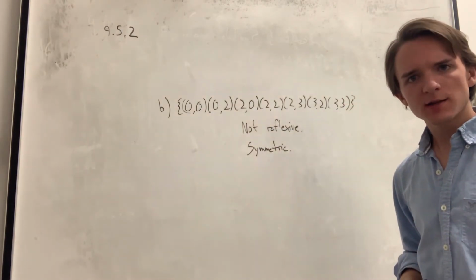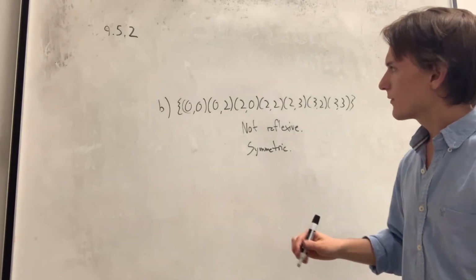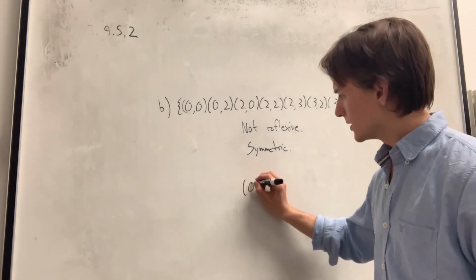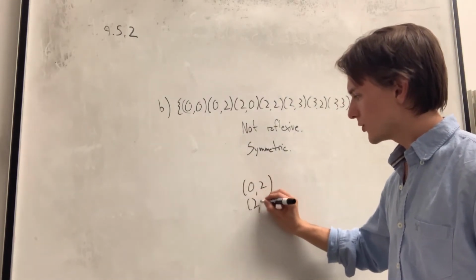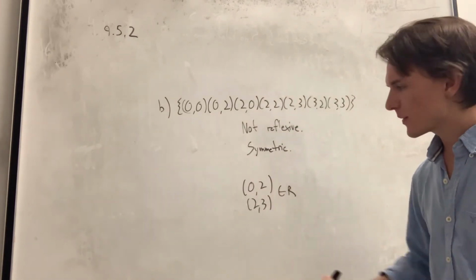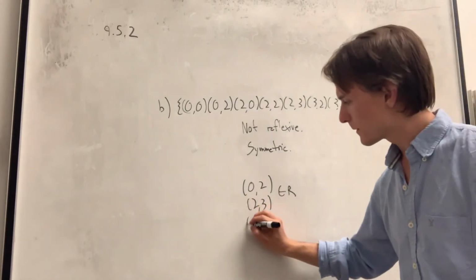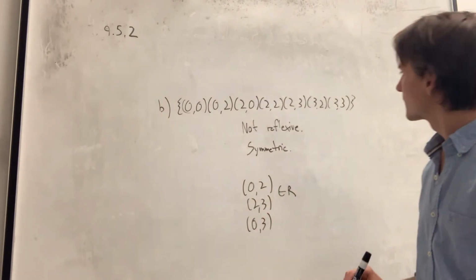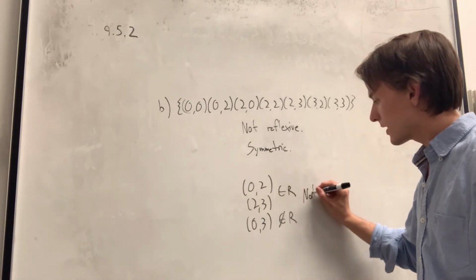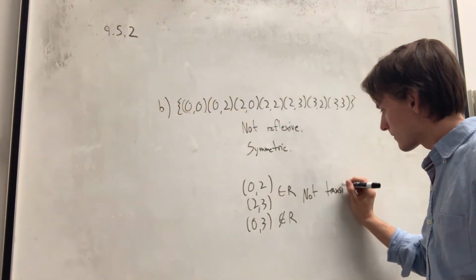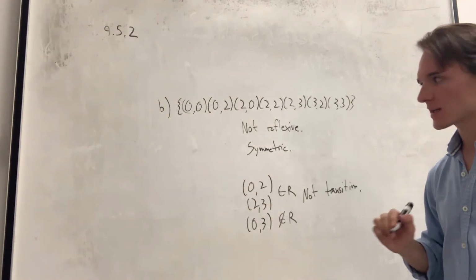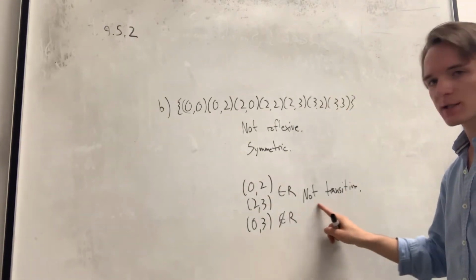Is it transitive? Well, we have the pairing (0, 2), and we have the pairing (2, 3), both in our relation. Do we also have the pairing (0, 3)? Well, I don't see it, so it's not in there. Therefore, it's not transitive either. So this is not an equivalence relation because it lacks reflexivity and it lacks transitivity.